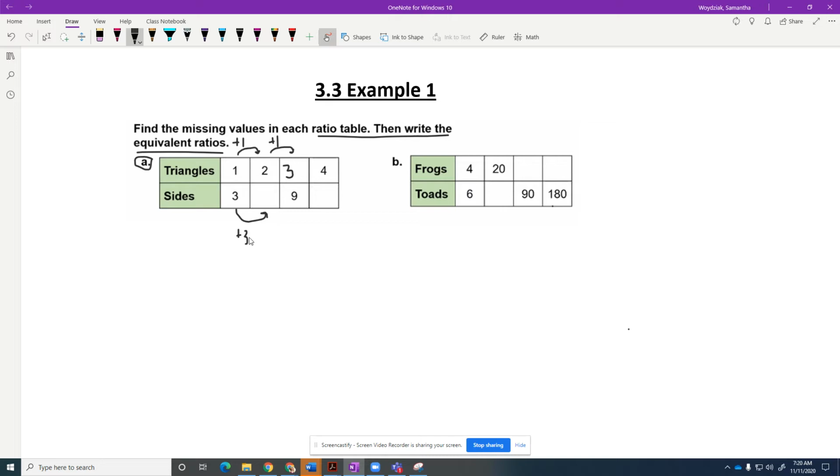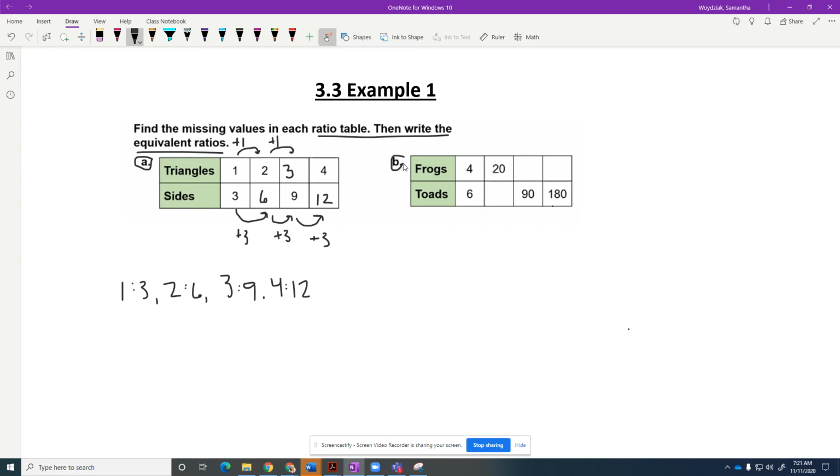Okay, and so for every 1 triangle, there are 3 sides, which means we're going to be adding 3 every time down here, right? Because if one triangle has 3 sides and 2 triangles have 6 sides, we're going to add 3. For every 3 triangles, there will be 9 sides, and then we're going to add 3 again. And for every 4 triangles, there will be 12 sides. So when it says write the equivalent ratios, what that means is 1 to 3, 2 to 6, 3 to 9, and 4 to 12.